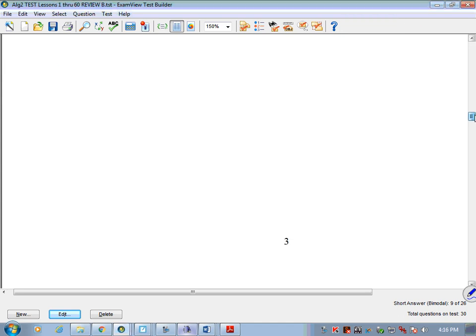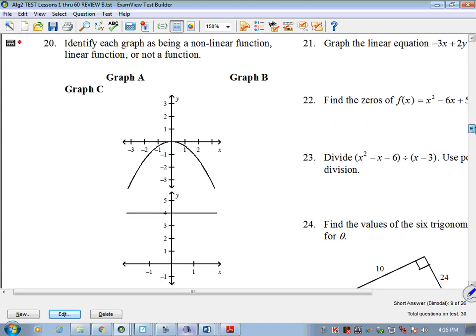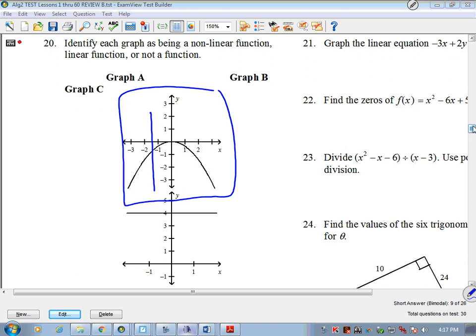Number 20. Identify each graph as being a nonlinear function, linear function, or not a function. Our first graph, and they're all kind of scattered here, so I don't know how well I can tell you what the answer is. I'll do my best. Graph A is this guy right here. It is a function, it passes the vertical line test, but as it curves, it's not linear. So we would call this a non-linear function.